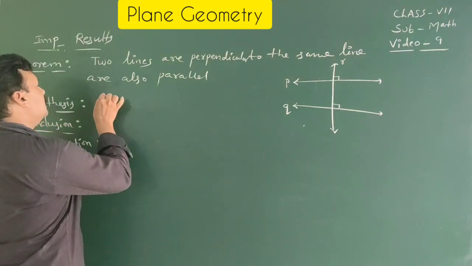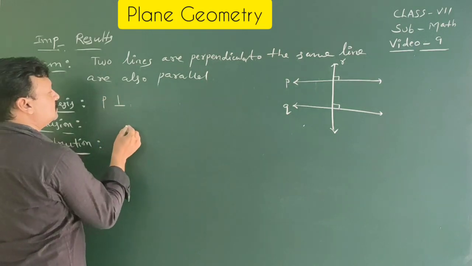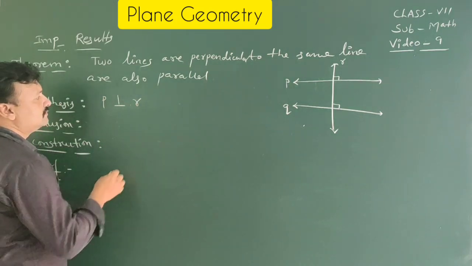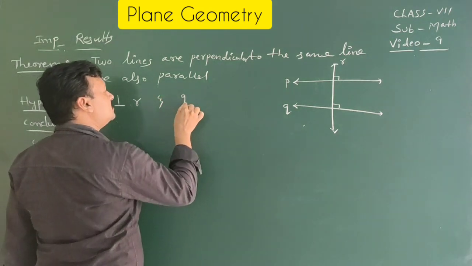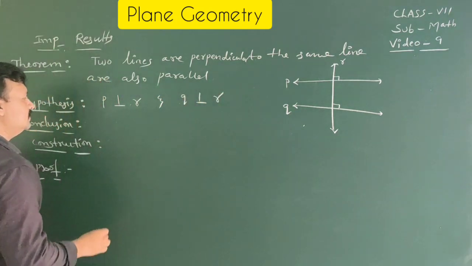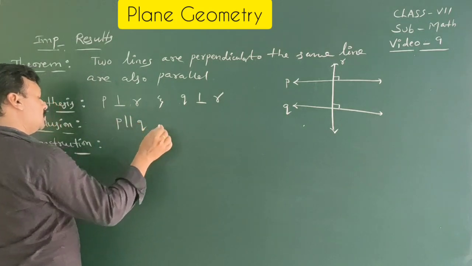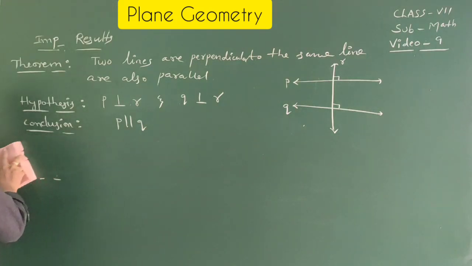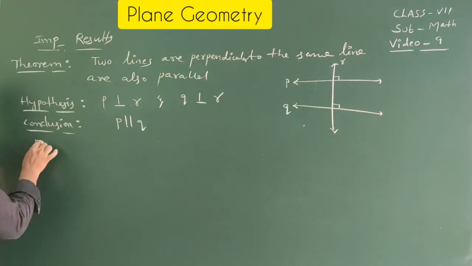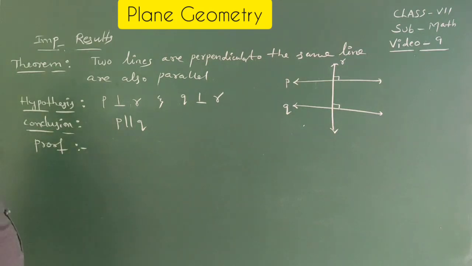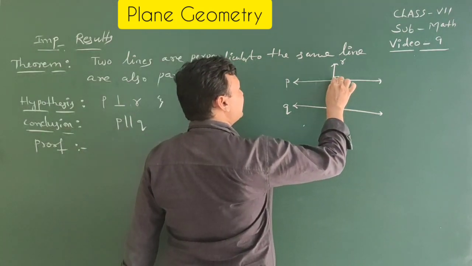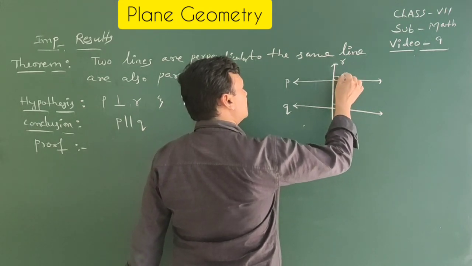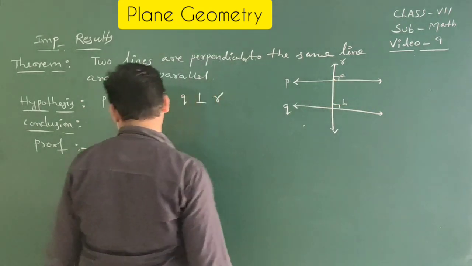First, hypothesis: P is perpendicular to R and Q is perpendicular to R. We need to prove P is parallel to Q. Construction: no need. Here the perpendicular line itself acts as the transversal, so there is no need for construction. Proof. Here this angle is A, this one is B.